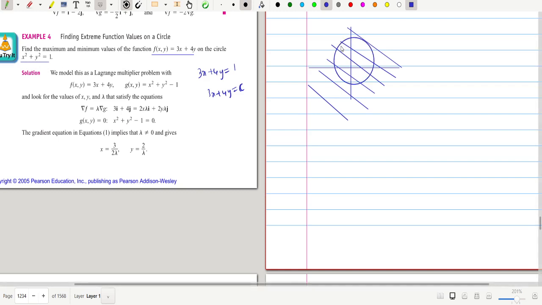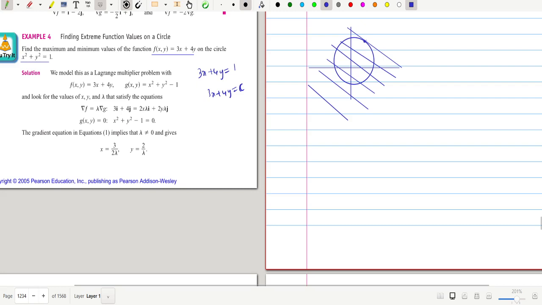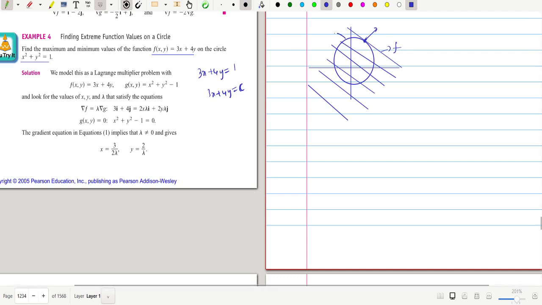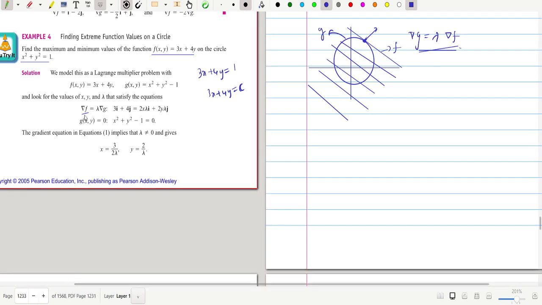We need to find the point at which these level sets, or the values of 3x plus 4y, touch the circle tangentially. If this is defined using f and the circle is defined using g, then at this point del g is the same as lambda times del f. So this is the idea. First of all, evaluate del f, the gradient of f, and the gradient of g. g is taken to be x square plus y square minus 1 equal to 0, and f is 3x plus 4y.